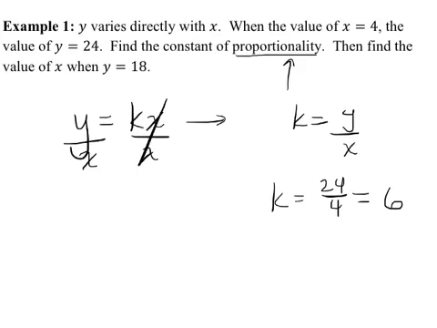What that tells me is that we have the following relationship: y equals 6x. This is very similar to our linear functions. It is a linear function with a slope of 6 and a y-intercept of 0. At this point, what we want to do is find the value of x when y is 18. Well, if y is 18, just plug it in.